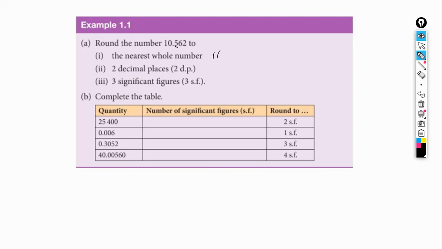10.562 rounded to two decimal places. So that means that we would write 10.56 because the digit after 6 is a 2. Therefore, we don't round up.